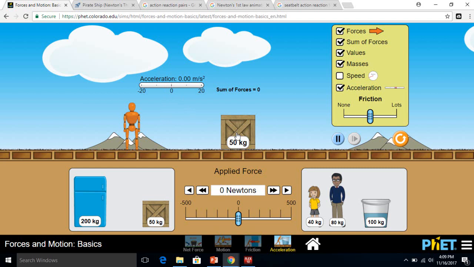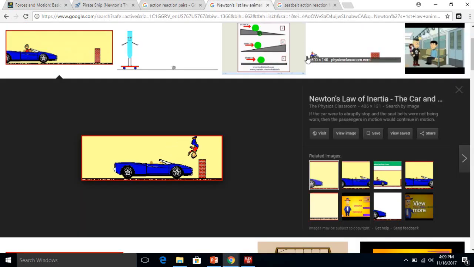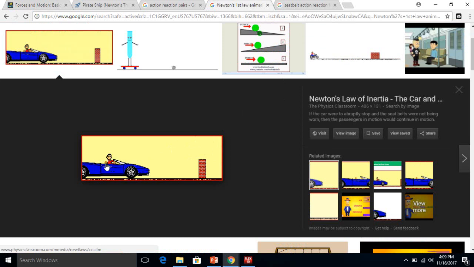The same is true if I have an object that's moving. So in this situation right here, let's talk about this car. The person is in the car and they are moving forward. The car gets the unbalanced force from the wall. The person does not receive an unbalanced force, so they continue moving. That's inertia. He doesn't want to change his motion.